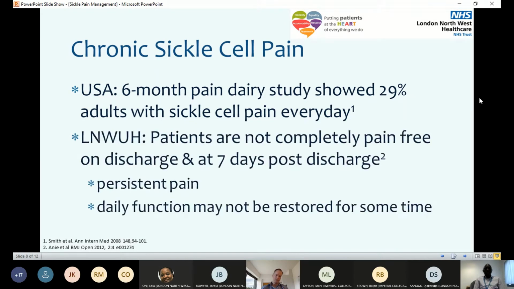And also, in our own trust, in our own area, we look at assessing patients, especially just before they leave the hospital, so on discharge and up until 7 days post-discharge. We'll phone them up just to see how they're feeling, and they'll still report that persistent pain. A lot would also report that their daily function was not restored for some time. So I'm sure that if we keep in touch with them for a longer period of time, post the 7 days, you'd probably be able to capture some of that information that was covered in the large American study.